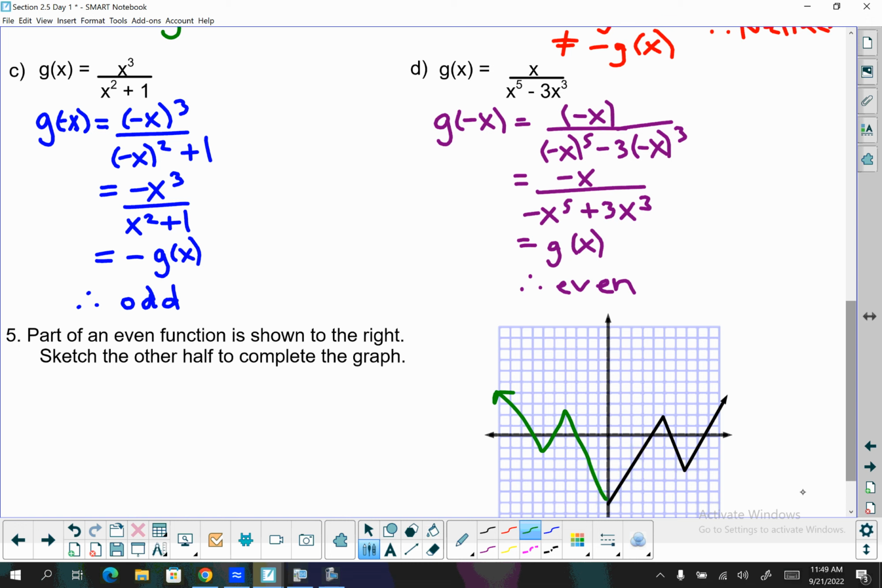Did you guys get the graph at the bottom? It's even, so you've got that mirror image over the y-axis. So it kind of sort of looks like that. All right. That's it for today. Just be careful with those fraction ones.